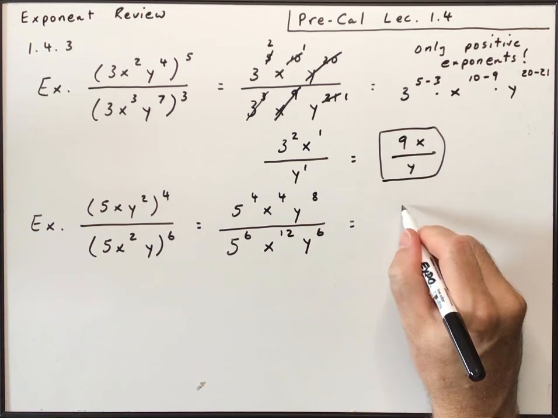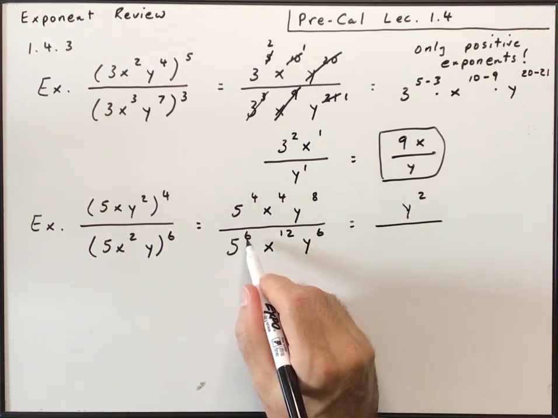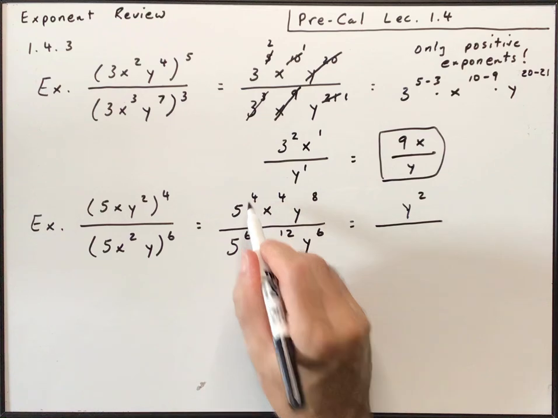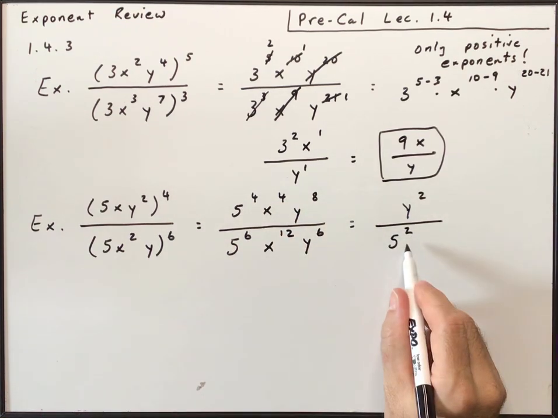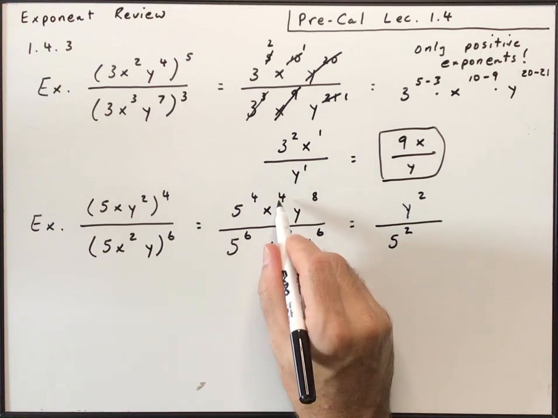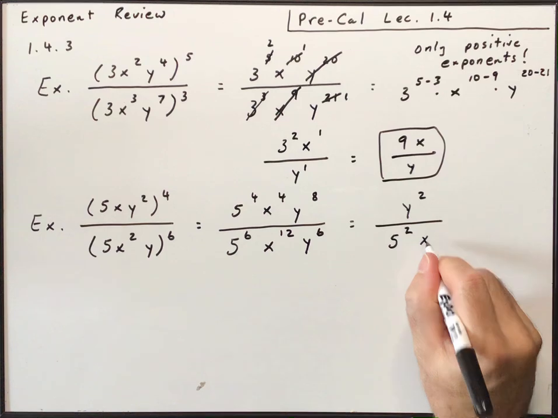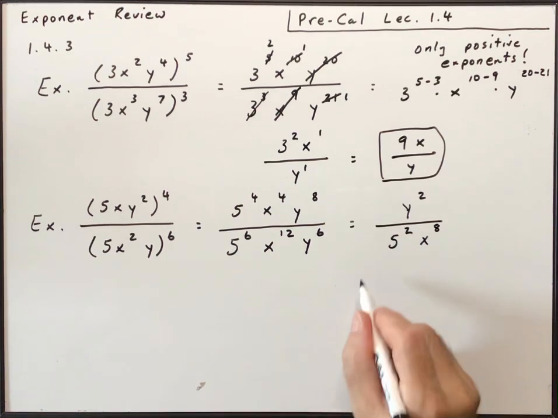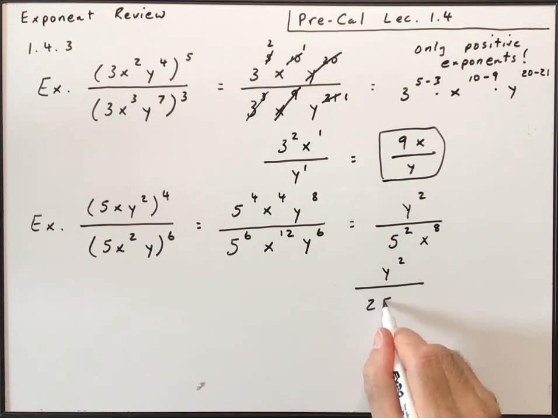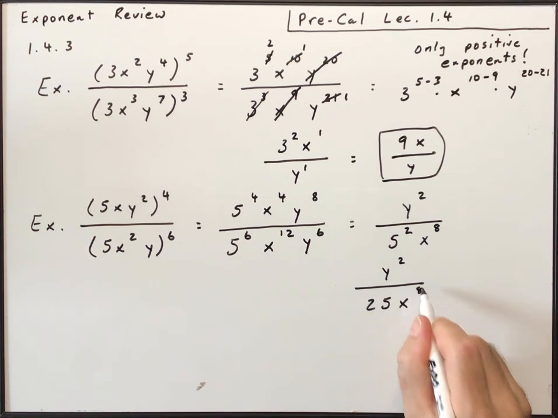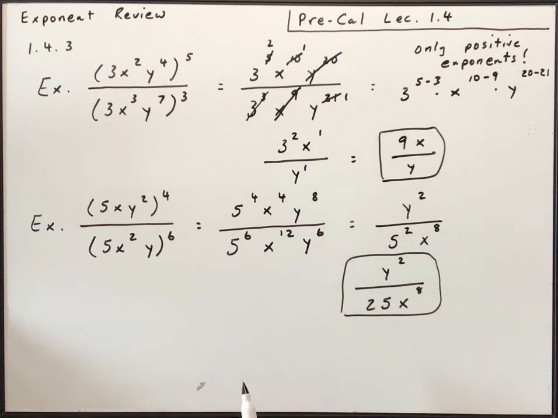That'd be 8 minus 6. You have left on top y squared. 5 to the 6th, 5 to the 4th, that leaves you 2 on bottom. 6 minus 4 is 2. And then x to the 12th, x to the 4th, that leaves you 12 minus 4, x to the 8th on bottom. So that's going to be y squared over 25x to the 8th. That's the way to keep them all positive.